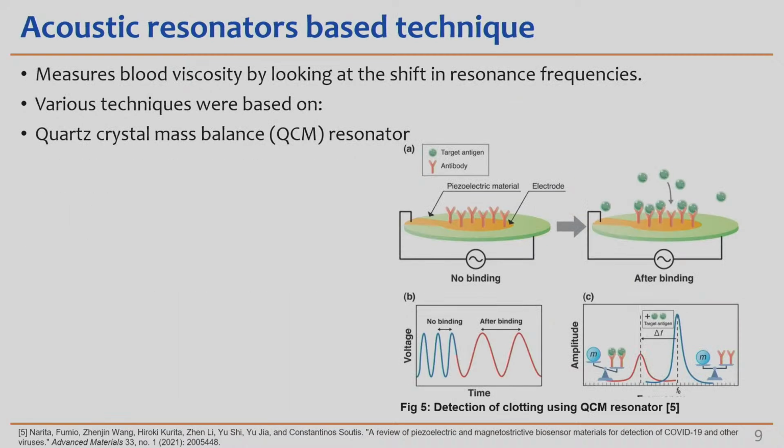Next is acoustic based sensors. Acoustic sensors are basically quartz crystals. Quartz crystals have a natural frequency at which they tend to oscillate when subjected to a stimulus. However, when placed in plasma and plasma clots, the crystal faces an elevated amount of resistance to its vibration. So this causes the natural frequency of vibration to shift by a certain level, and this shift in frequency can be seen as the time of clotting of plasma.